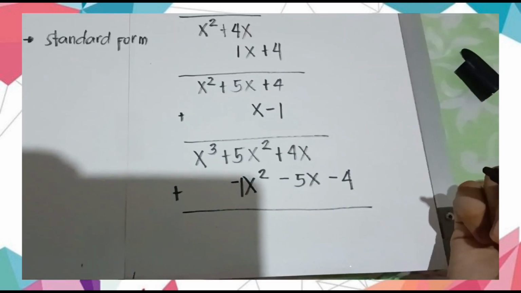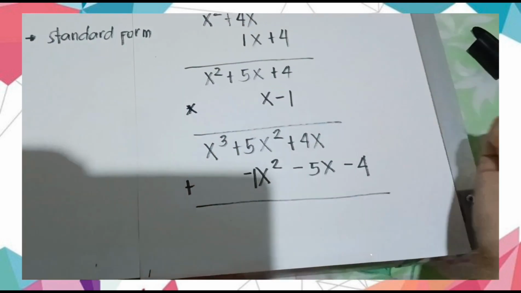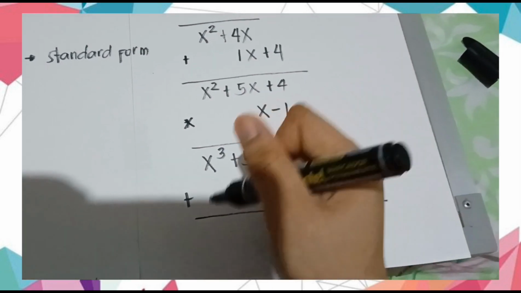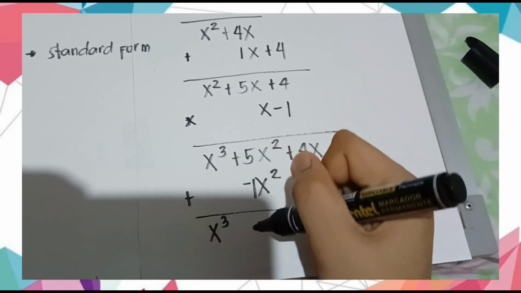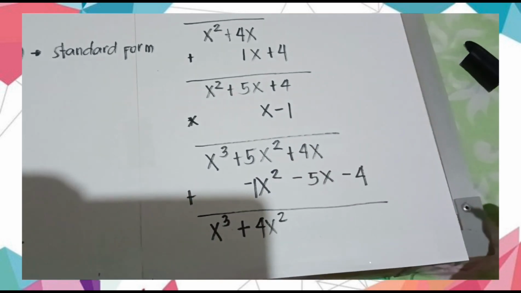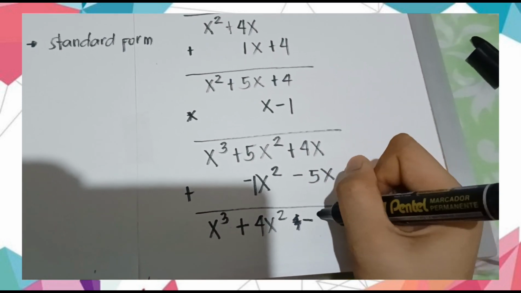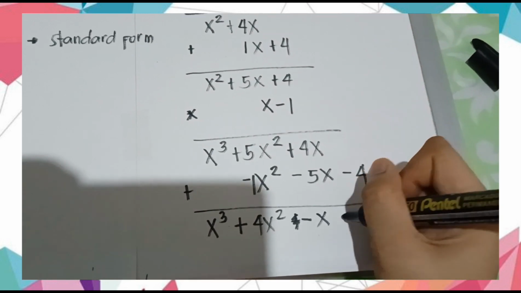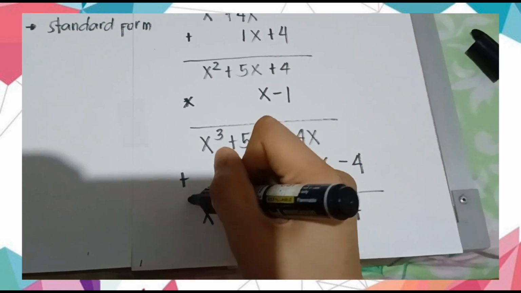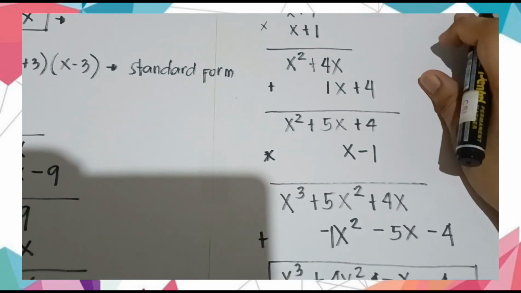So we add again the two. We bring down x cubed. And then we add 5x squared minus x squared, which gives us 4x squared. And then we also add 4x and negative 5x. The answer is negative 1x, or simply negative x. And then we bring down negative 4. So the final answer is x cubed plus 4x squared minus x minus 4.